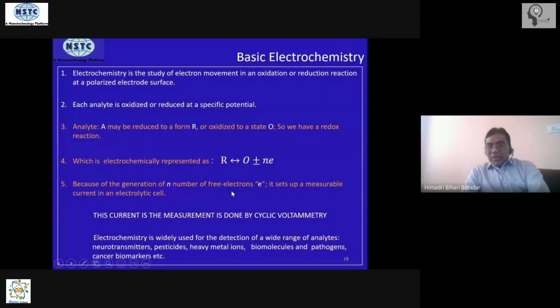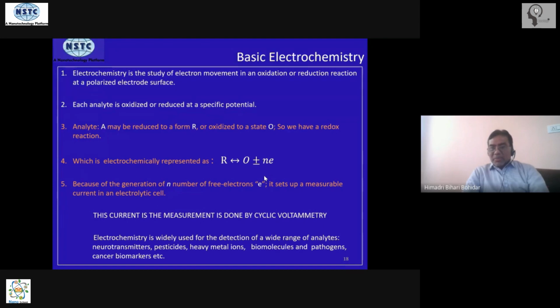Realize that suppose we are doing an oxidation reaction. In that case, R goes to O plus ne. So n number of electrons are produced here. Now, if I am able to capture these electrons, then the electrons are basically nothing but they create a current when they pass through a conductor. So if I have an electrode and I capture these electrons, the electrons will flow through the electrode and give rise to a measurable current. Then what we have in principle is an electrolytic cell.